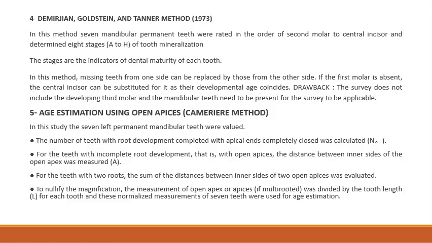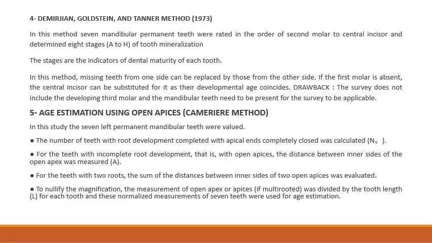In this method, each missing tooth from one side can be replaced by the one from the other side. For example, if the first molar is absent, the central incisor can be substituted for it as their developmental age coincides. The drawback of this method is that the survey does not include the developing third molar, and the mandibular teeth need to be present for the survey to be applicable.